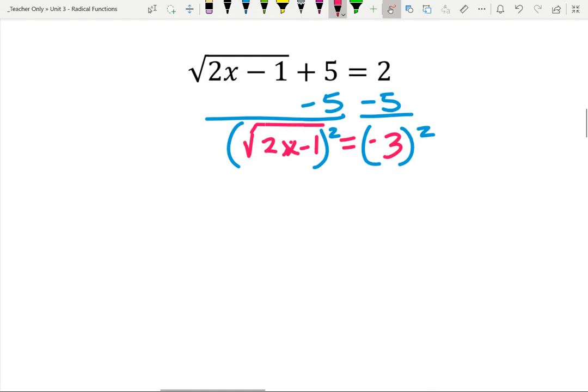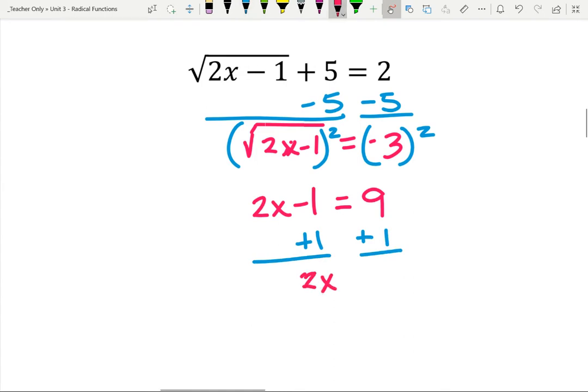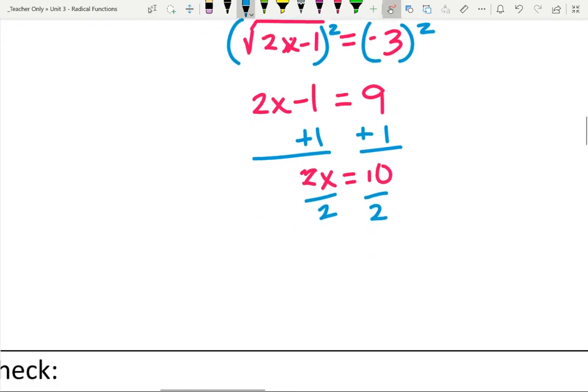So on the left-hand side, all we have left is 2x minus 1, and on the right-hand side, remember when you're squaring a negative, it becomes positive. Check those parentheses in your calculator. So negative 3 times negative 3 gives us 9. So 2x minus 1 is equal to 9. All right. Let's add 1 to both sides. We get 2x is equal to 10. And with a little bit of division, dividing both sides by 2, we get x equals 5.